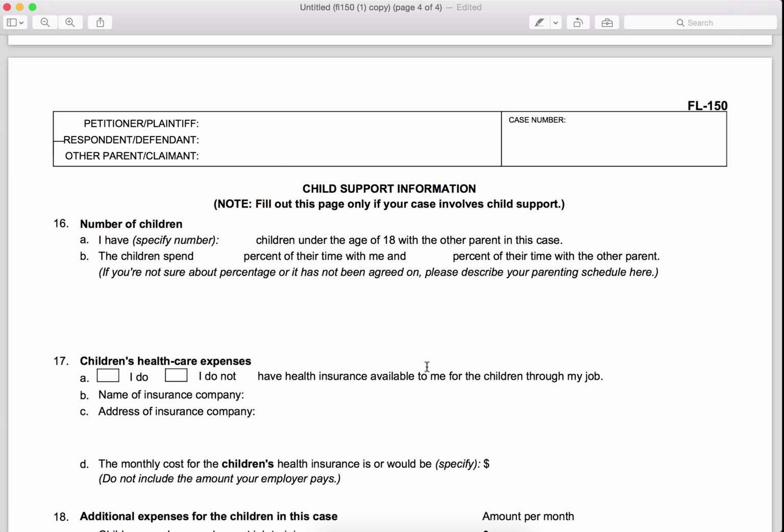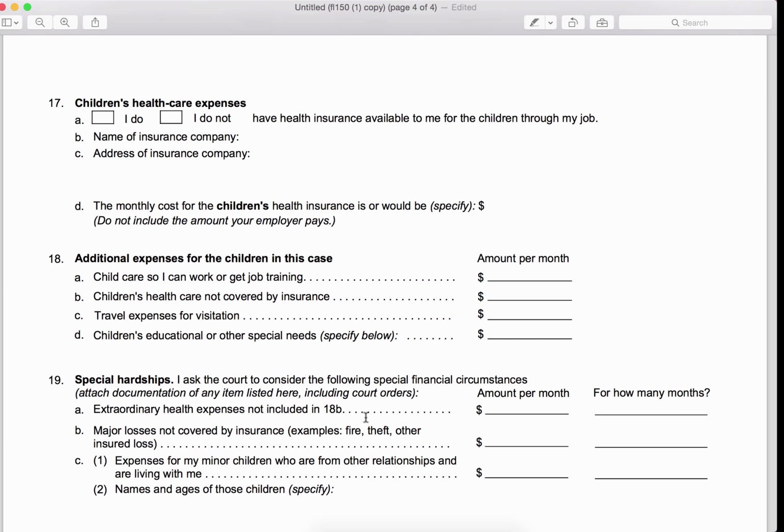In item 17, check whether or not you have health insurance available to you through your work. If you do not, skip the rest of the item. If you do, provide the name and contact information for the insurance company and the amount it would cost each month to have the children insured. This amount does not include any amounts your employer would pay.